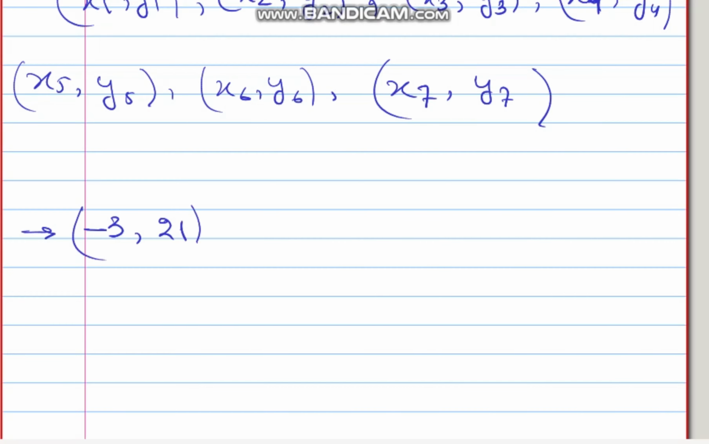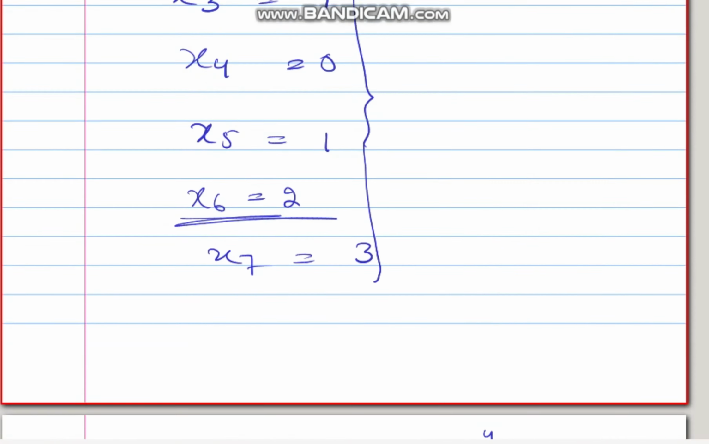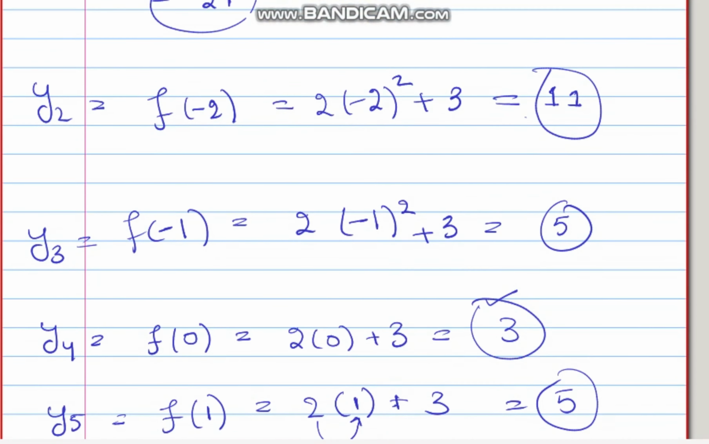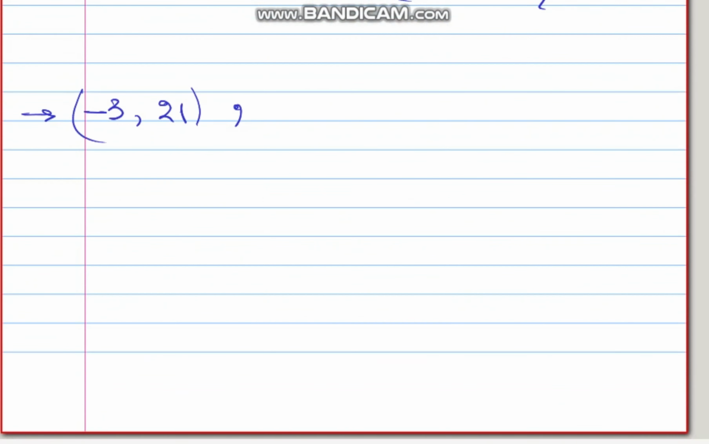Okay, this is the form. First point. Okay, second point. X2 is minus 2 and y2 is 11. So I will write it minus 2 comma 11. What is the input here? Input is minus 3. Always the first will be input and the second will be output. This is a very important point.